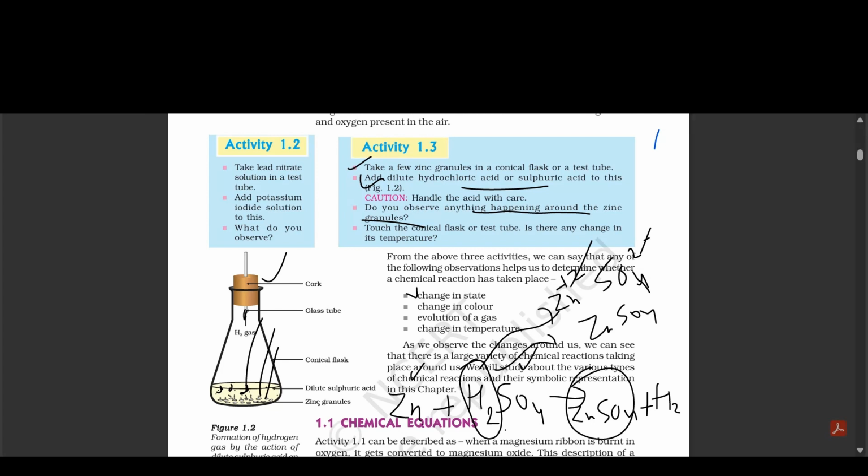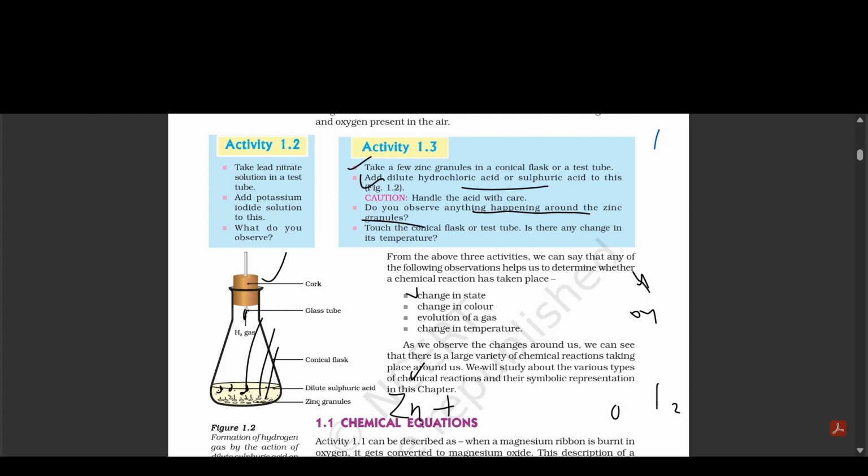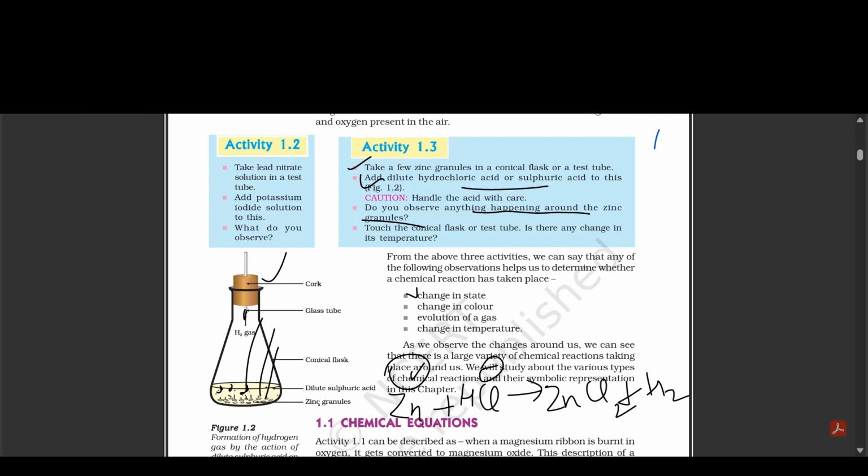Or if you take, say, HCl, what formula are you going to write, what difference will you see? The observation would be the same, that is, gas is being evolved. That would be the same, but your equation will become different. Zn plus HCl gives hydrogen being evolved. Now the salt would be zinc chloride, right? Zinc chloride.